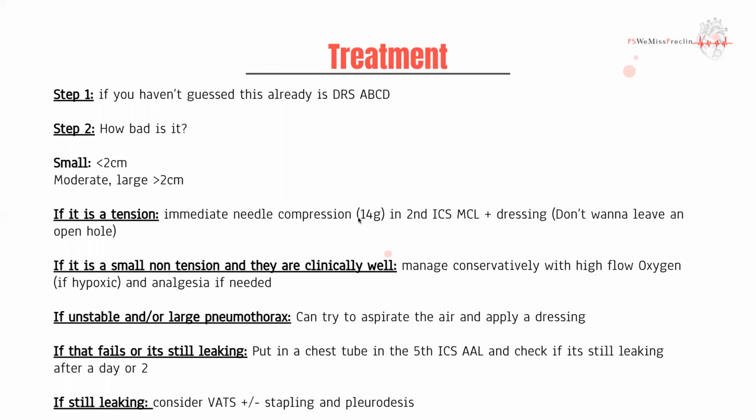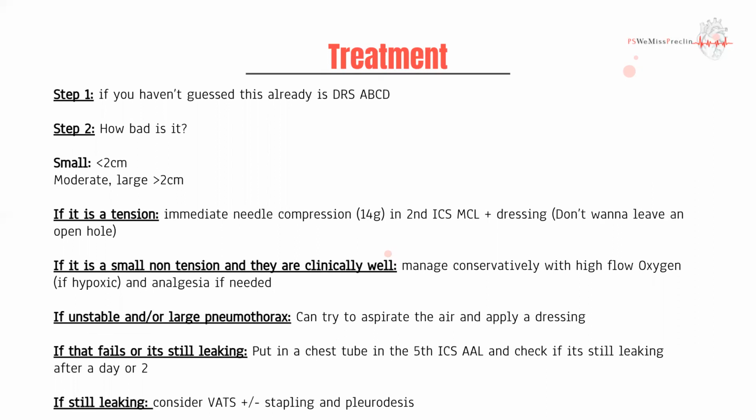For needle decompression, we go for the second intercostal space, mid-clavicular line, and that's usually with a 14-gauge needle. And that's to basically let out some of the air. And then we would close it up with a dressing because we don't want to leave an open hole, because that's going to lead to the same issue again.